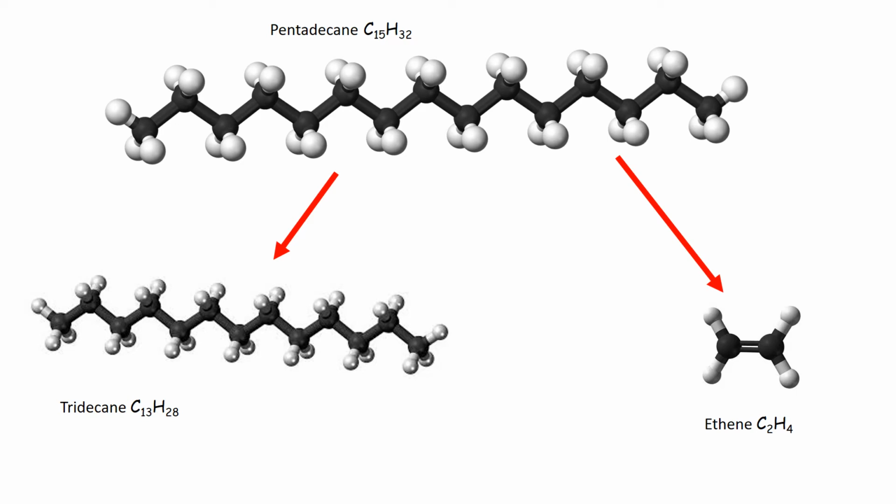Now, there is no way to guarantee it will split into tridecane and ethene. It may split into dodecane, which is C12H26, and propene, which is C3H6. And there is no way to guarantee which ones we are going to get. However, there will be at least one alkane and an alkene, and if you take the numbers of carbon atoms in the alkane and the alkene, it will add up together to be the number of carbon atoms in the original molecule, and the same for the amount of hydrogen.